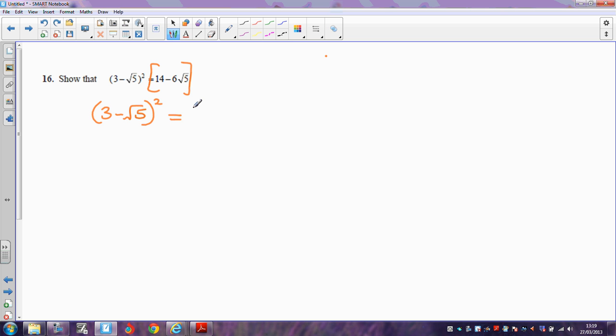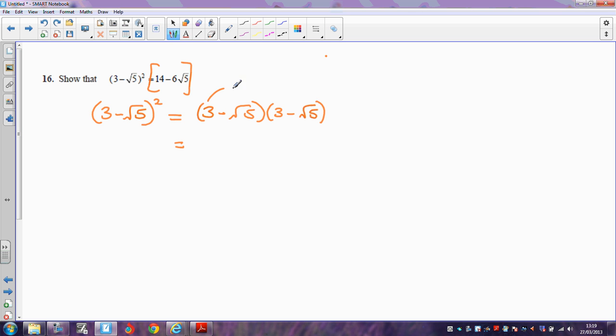First thing to realise is that when you square a bracket, don't just square the 3 and the root 5. When you square a bracket, you have to multiply the bracket by the same bracket again. You're multiplying something by itself, which is what squaring actually is. Now, you can do this a couple of different ways. I'm going to use FOIL, and then I'll do it using the grid method as well.